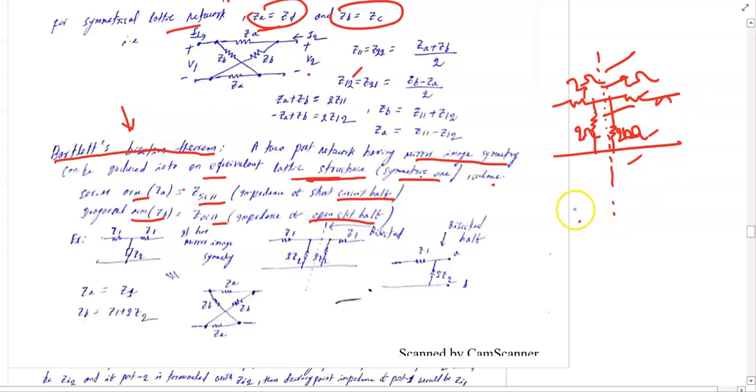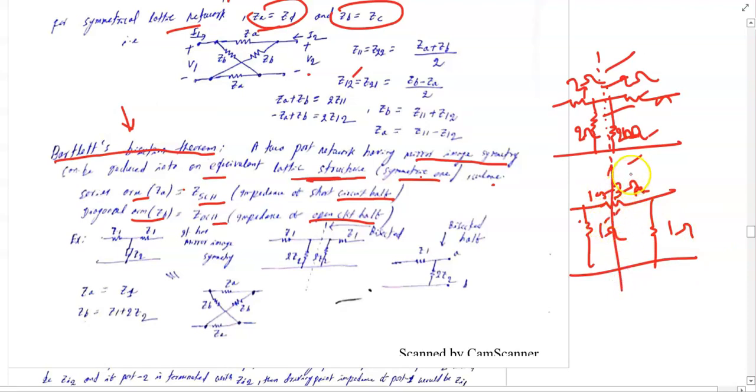This is another type of mirror image symmetry, this one. 3 ohm, 1 ohm, 1 ohm. This is also mirror image symmetry. Just 1.5 here, 1.5 here. I put a mirror, so I can see the same resistance formation across the mirror.